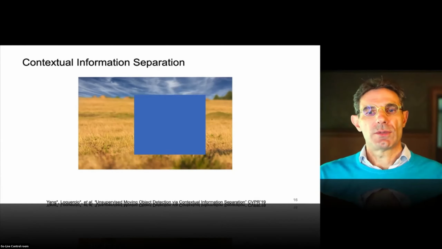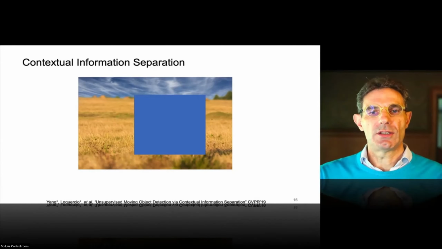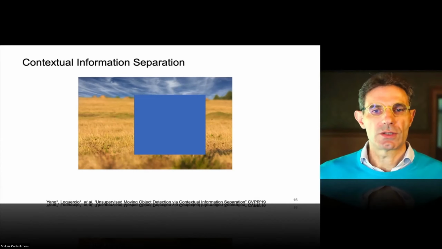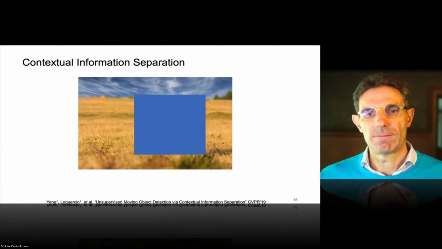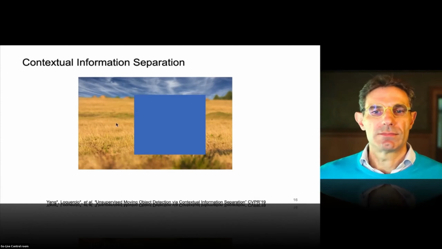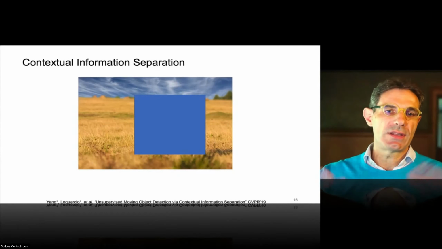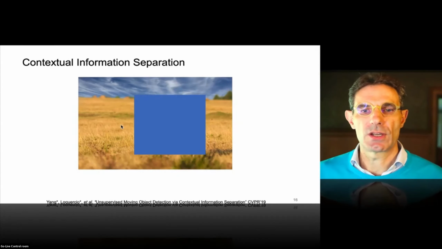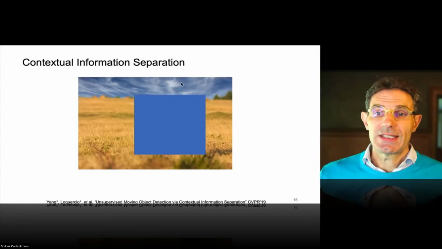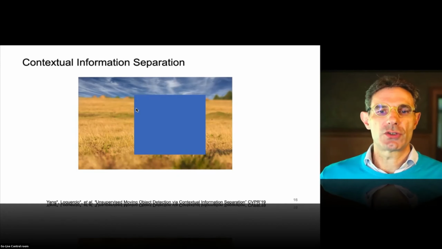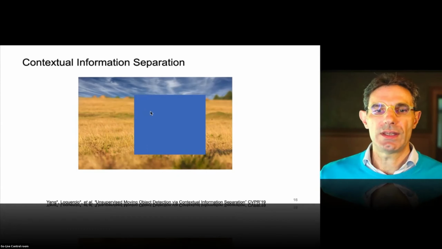So the first concept I'd like to present to you is this idea of contextual information separation, which was introduced by Yang and Loquercio and others in CVPR 2019. Imagine you have an object, for instance, the blue square, which occludes part of the scene. Let's call the background everything else which is not the object, its complement. If you have seen scenes like this before, you could hallucinate what's behind the occluder. This is a transductive version of this called inpainting. You use the pixels outside the blue region to fill in the blue region.